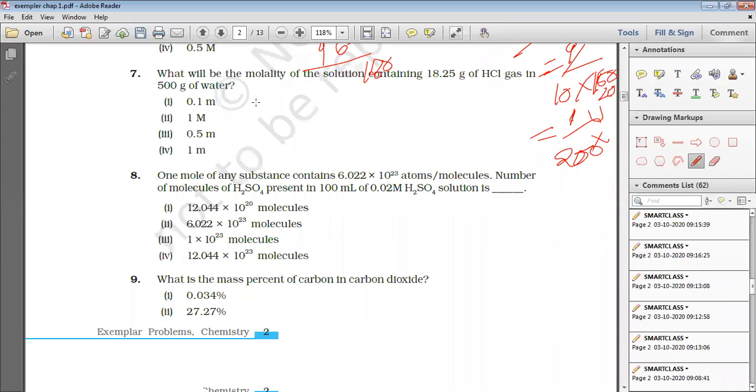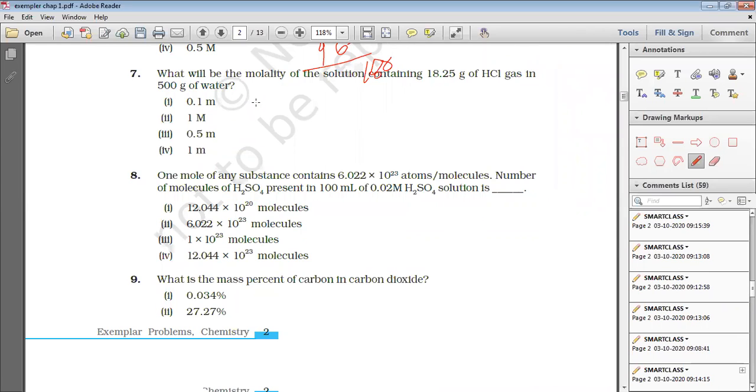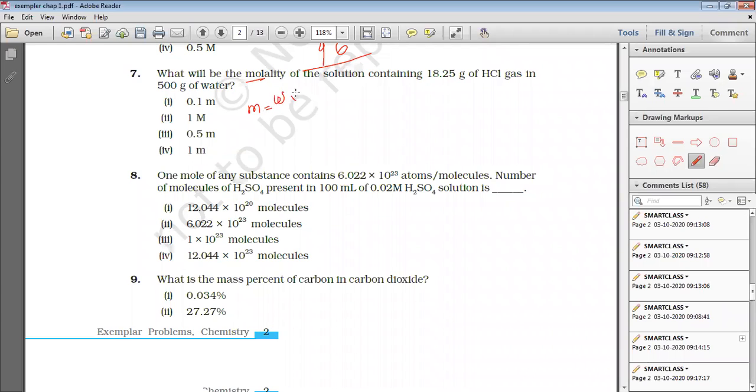What will be the molality of a solution containing 18.25 gram of HCl gas in 500 gram of water? Again, you need to find out the molality. So let's move, my dear students. Here, instead of molarity, you need molality. So the formula for molality is W into 1000 divided by molecular weight multiplied by, you know what is the difference?